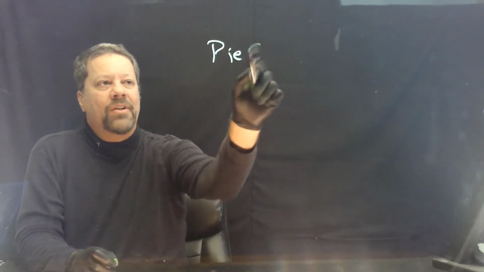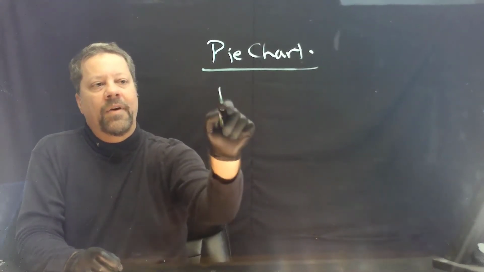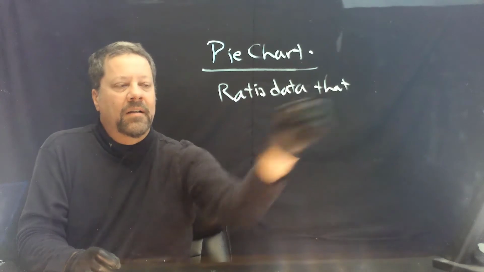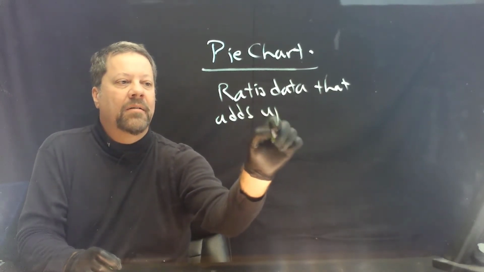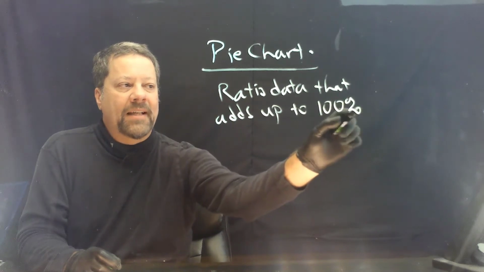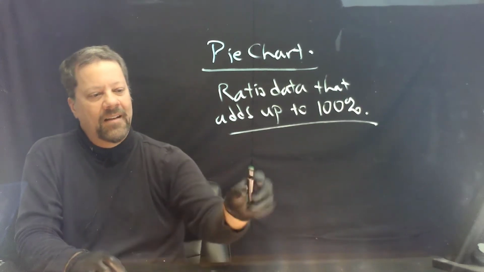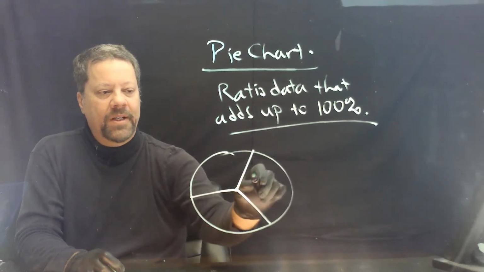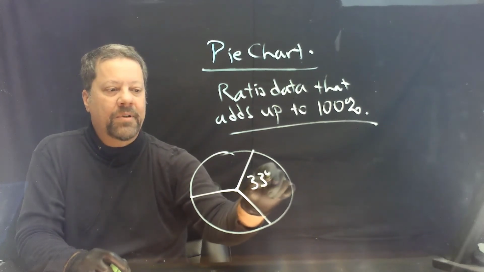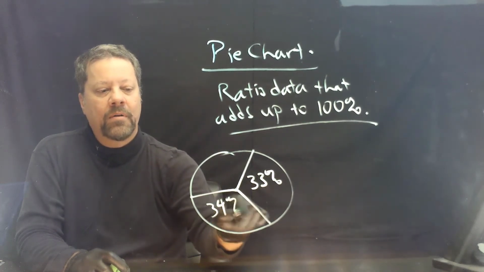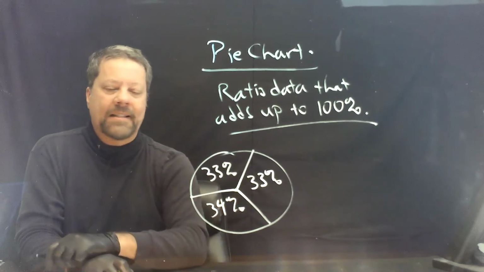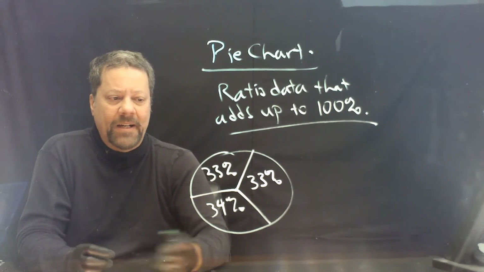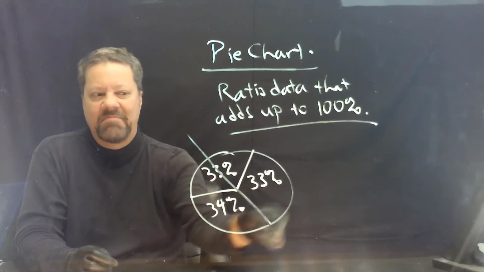You only use a pie chart if you have ratio data that adds up to 100%. And there you put in your, say, frequencies. In this case, let's say this is about 33%, 34%, and 33%. Has to add up to 100%. A common recommendation is that since pie charts are kind of overused, you don't use them.